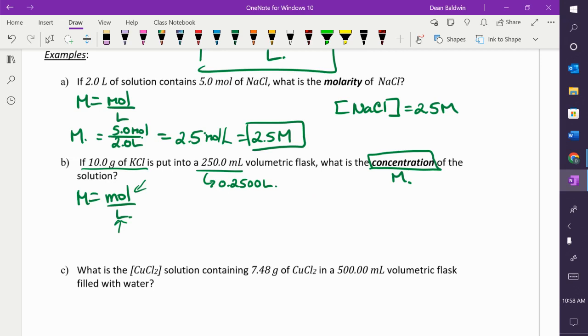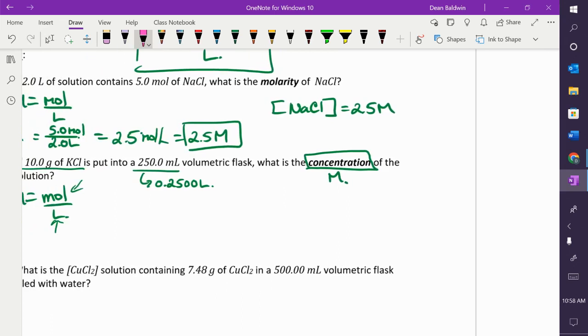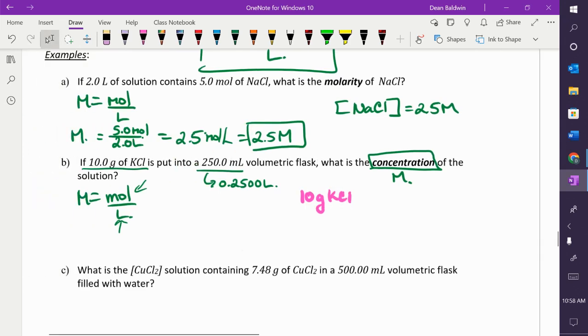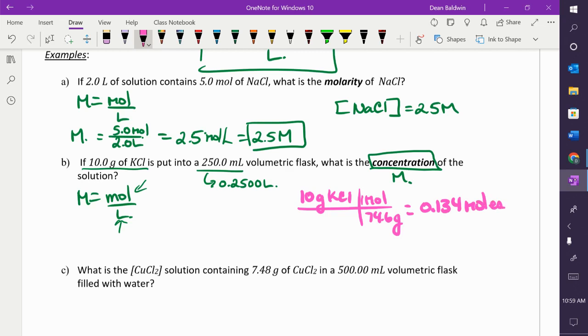I don't know what the molar mass of this compound is. It's 74.6. So we're going to go 10 grams of KCl, 1 mole is 74.6 grams, which gives me 0.134. Is that right? Moles of KCl.